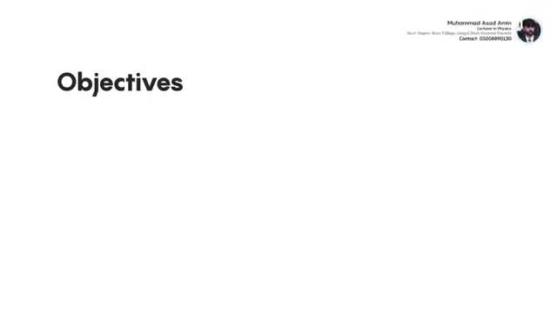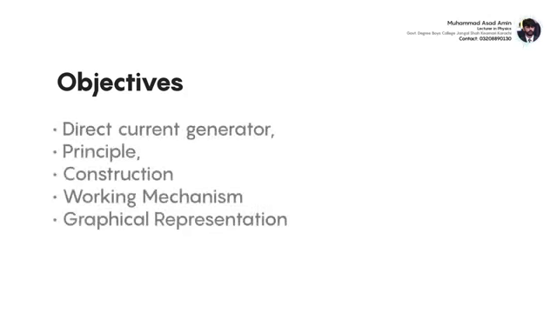Objective of the lesson. By the end of this lecture, the student will be able to describe the main components of DC generator and explain how it works. In this lecture, I will discuss with you the definition of direct current generator, principle, construction, working mechanism, and graphical representation.